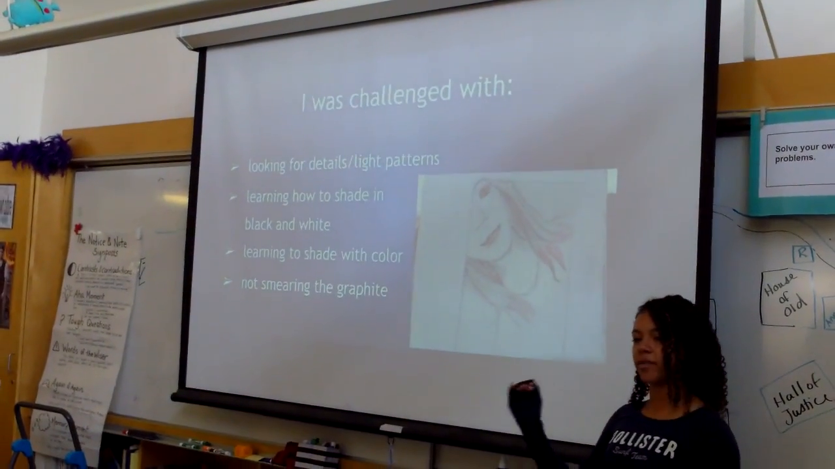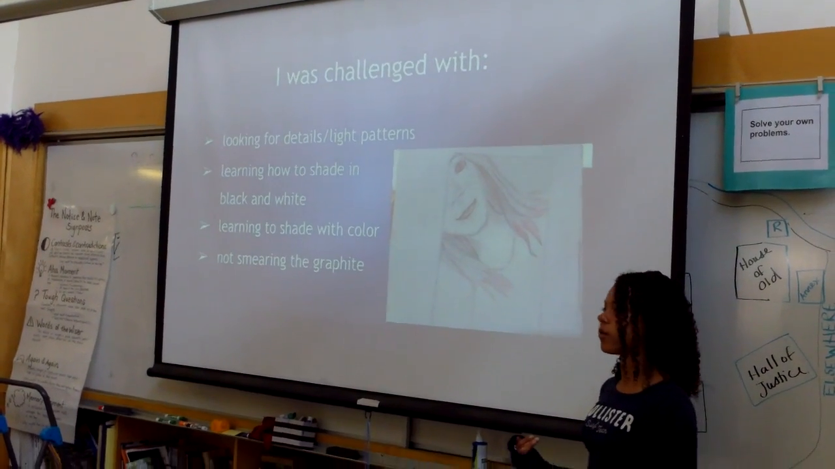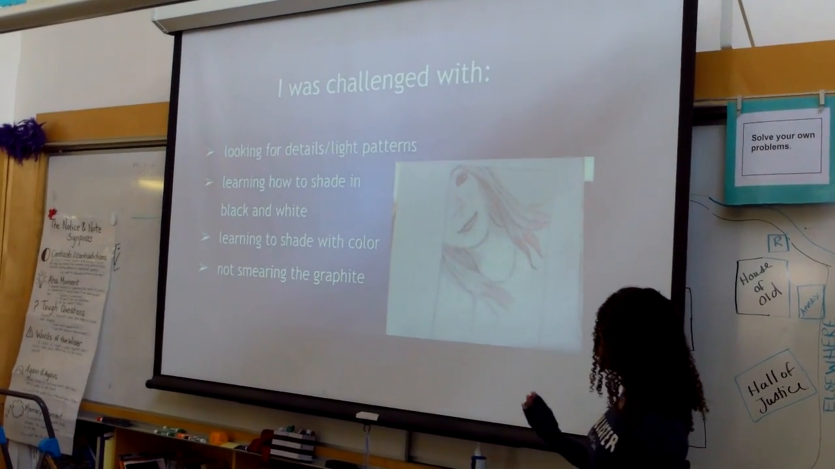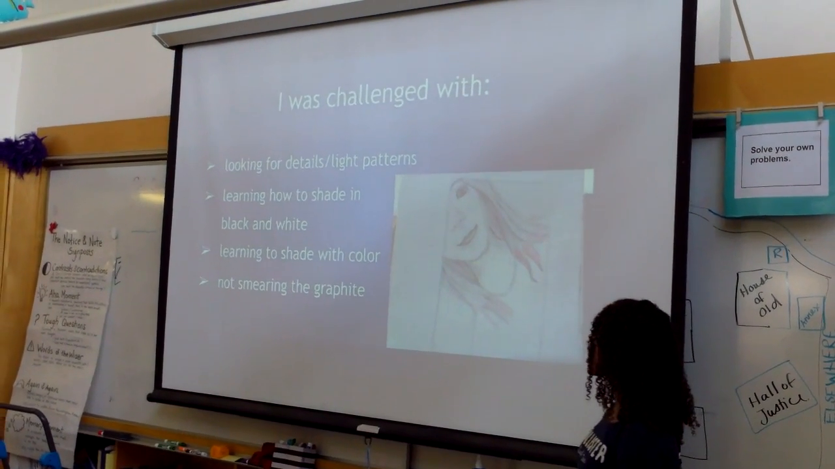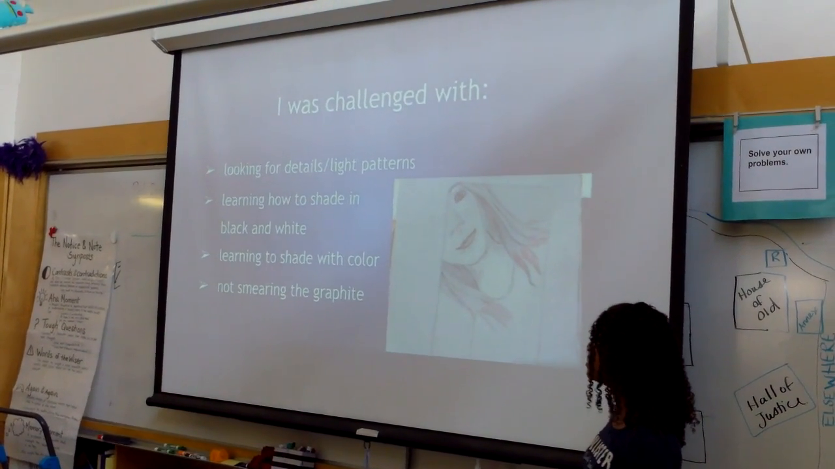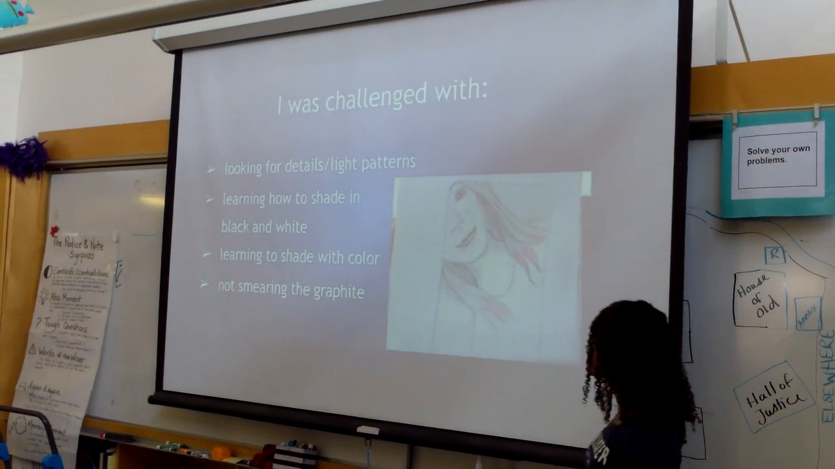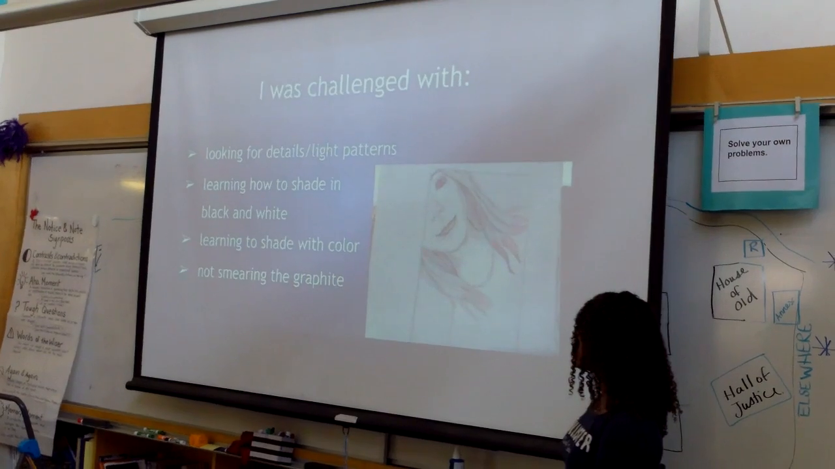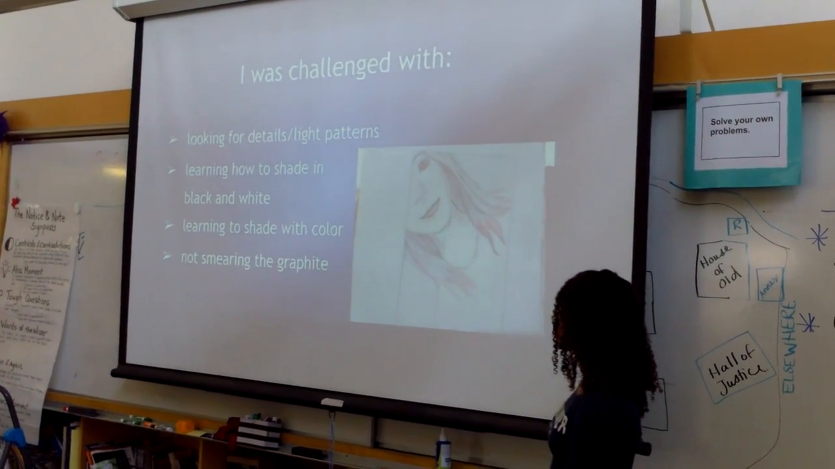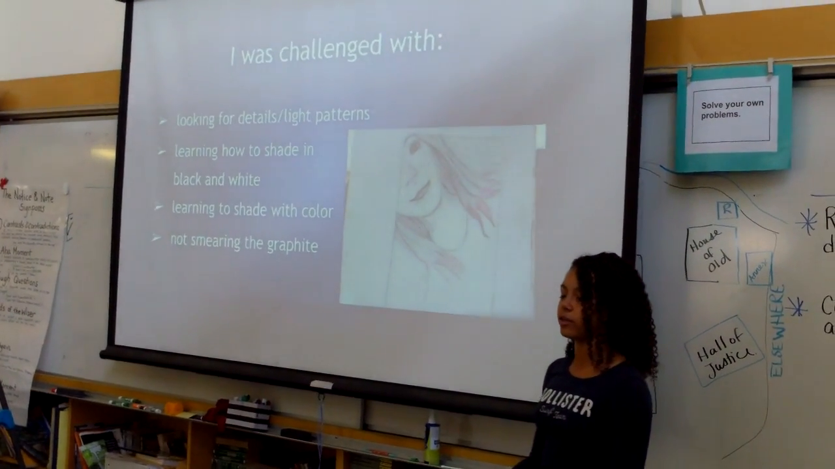You have to find where the light is coming from and where the shadows fall. What were the challenges you encountered during your project? Using lines to draw. It was hard to find fruits. I'm also learning how to shade in black and white as opposed to color. I'm starting to learn with color, but black and white is a lot easier. And with a lot of the fruits I was also learning how to not smear the graphite when you're drawing.